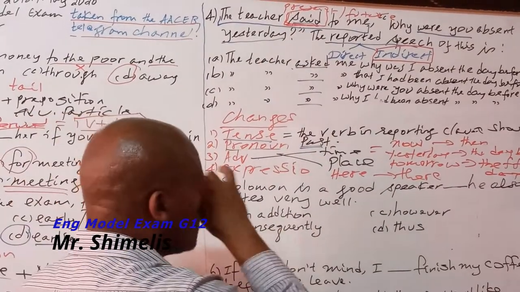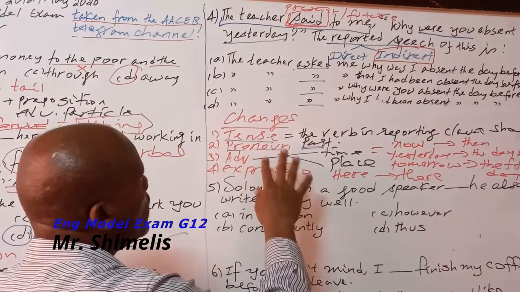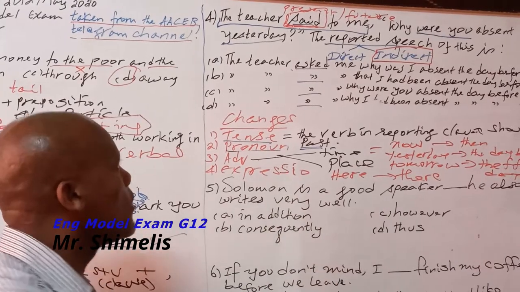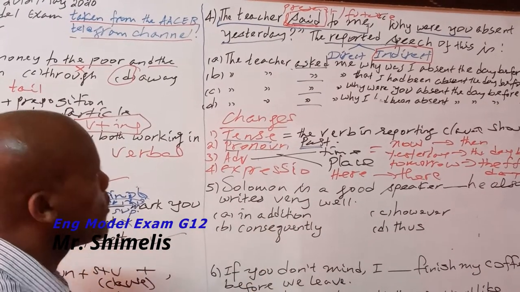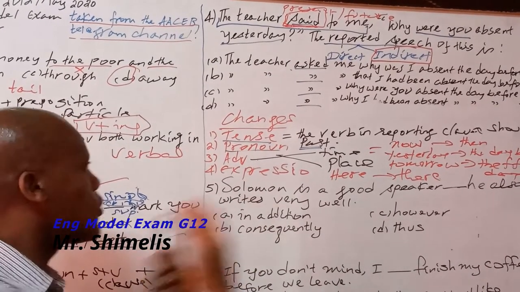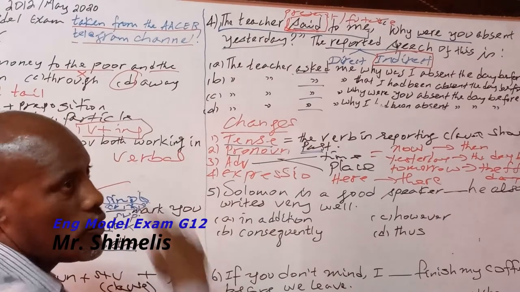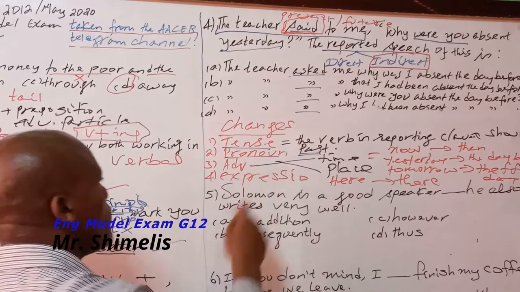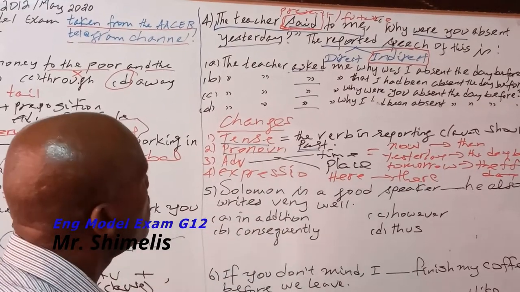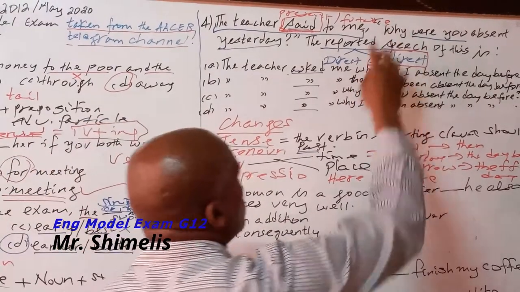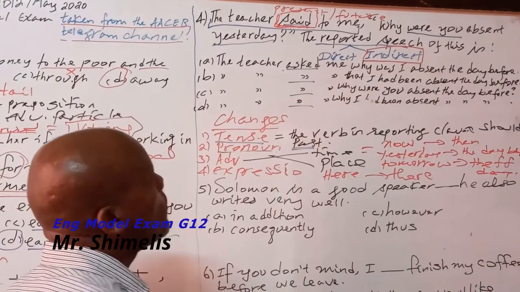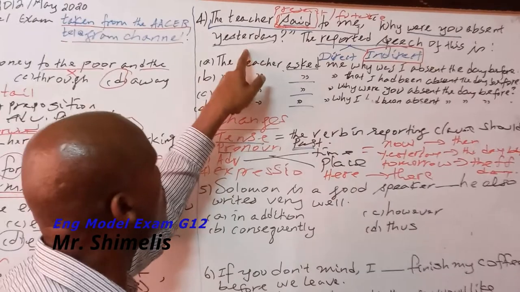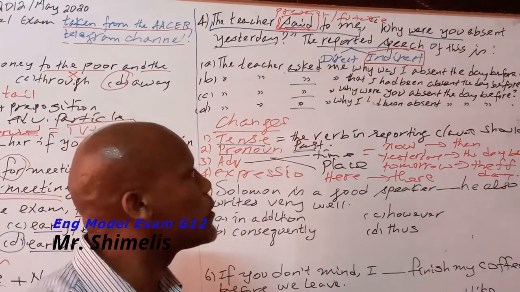Good. Now let's proceed. Pronoun change is expected. As I said, first person singular and plural pronouns or second person pronouns should be changed to third person singular or plural depending on the pronoun used in the question. And adverb. Now let's see. So the words in the quotation marks are the speaker's words. It reads out, why were you absent yesterday? So it's an interrogative statement.